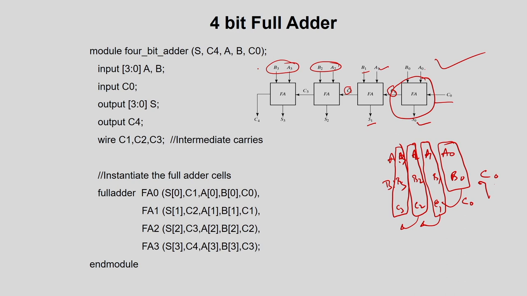So, now I have an adder which is 4 bit, it can add two 4 bit numbers, right. To do this, what I have to do? I have to just instantiate 4 full adders in my design. So, this is my 4 bit full adder, where my inputs are A, B.